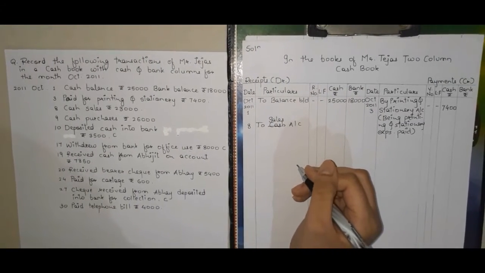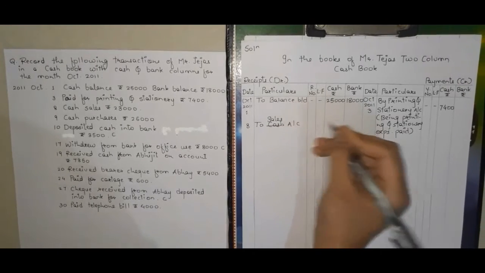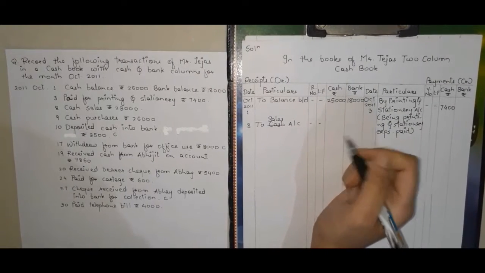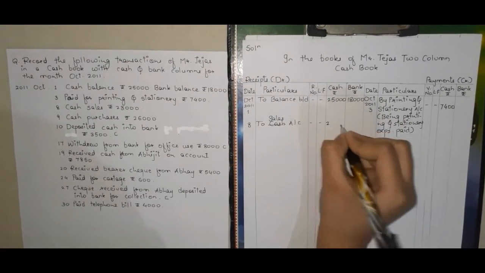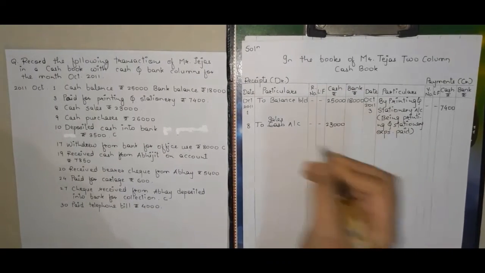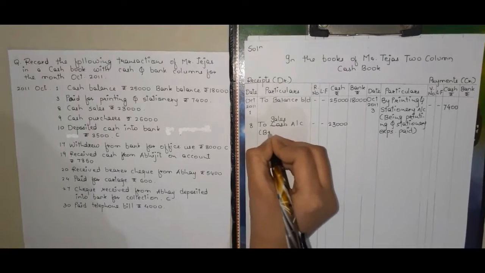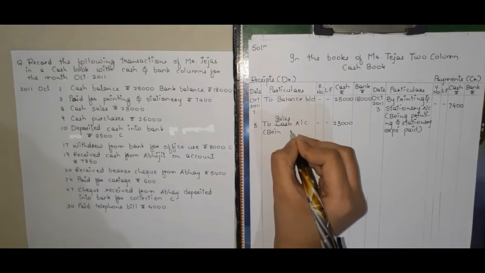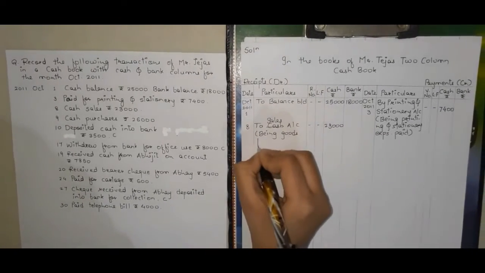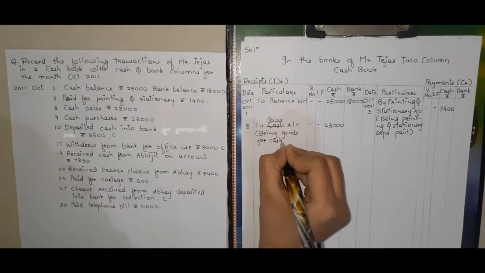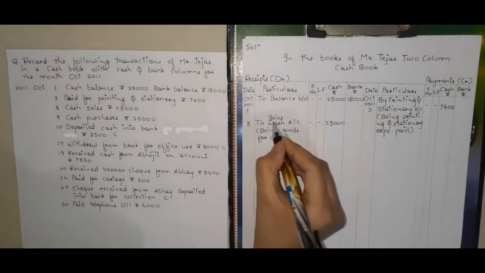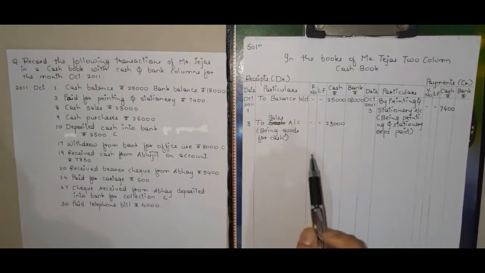Against sales we have received cash, so no receipt number, no ledger folio number. The amount we have received in cash, so in the cash column we are going to write the amount, that is 23,000. Okay. Next, narration for this being goods sold for cash. So this is how we are going to write down the transaction. This is the sales account.